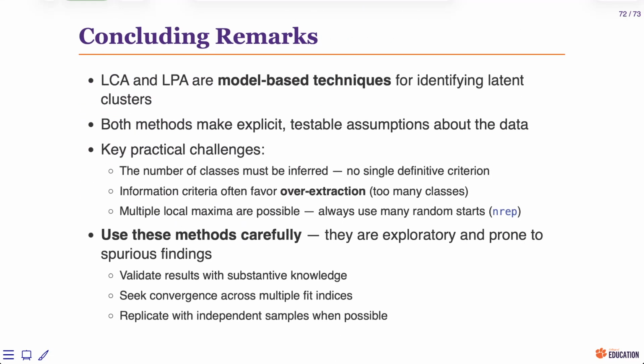So again, latent class analysis and latent profile analysis are both subsumed into finite mixture models. These are model-based techniques for identifying latent clusters. Both methods make explicit testable assumptions about the data that you have. And there are key practical challenges here. The number of classes must be inferred, right? We have to go fit extra models for each. Information criteria often favor over-extraction of classes. And furthermore, in estimation, there may be local maxima possible, right? So that's very difficult to get around.